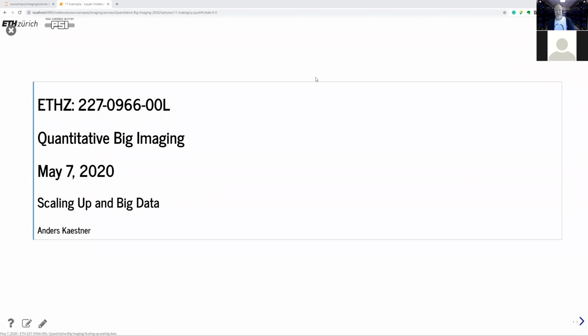Today's lecture is about scaling up and big data. Until now, we have talked a lot about images, that images can be large and can be a lot of data, but we have not really talked about the framework, how to handle this amount of data that could come in from an experiment. So this is what today's lecture is about.